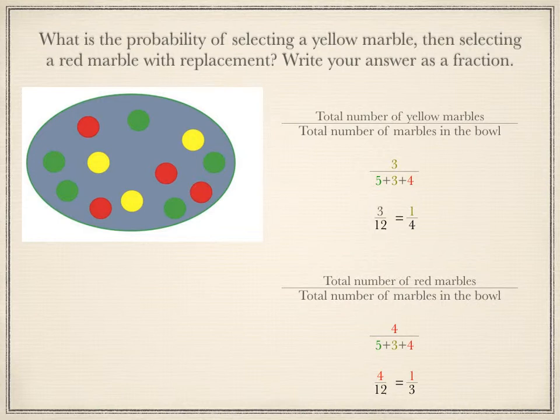Now to find the probability of selecting a yellow and then selecting a red marble, we times our 2 probabilities together. So 1/4 times 1/3. We'll multiply straight across. 1 times 1 is 1. 4 times 3 is 12. So we get 1/12.